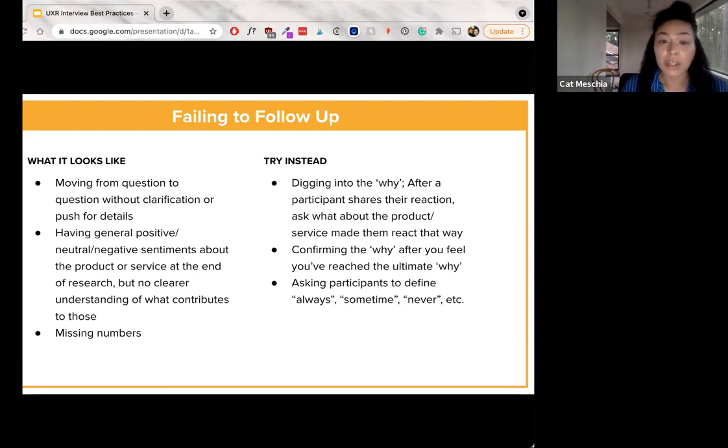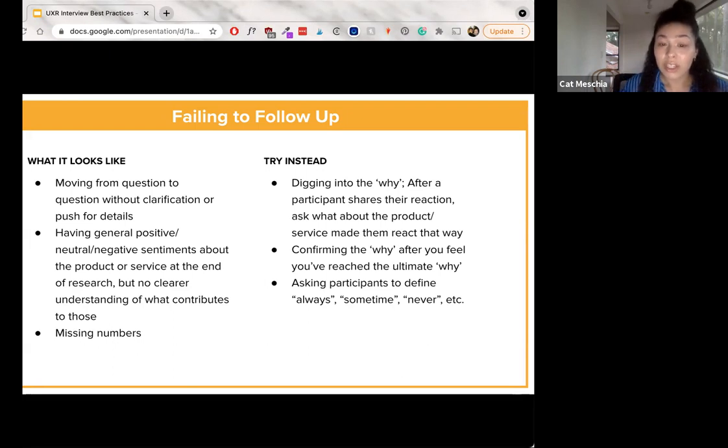So for example, if a participant is sharing their reaction, ask what made them react that way. If someone's like, oh, that was frustrating, ask, what was frustrating about it? Oh, this was really fun. Even positive things like, oh, I really liked that. A lot of times people take that as a check mark and they're like, sweet, people love our product, awesome. But dig into it. Why did they like it? Was it the branding? Was it the imagery? Was it the wording? Was it a combination? The whole point is to understand what that why is.